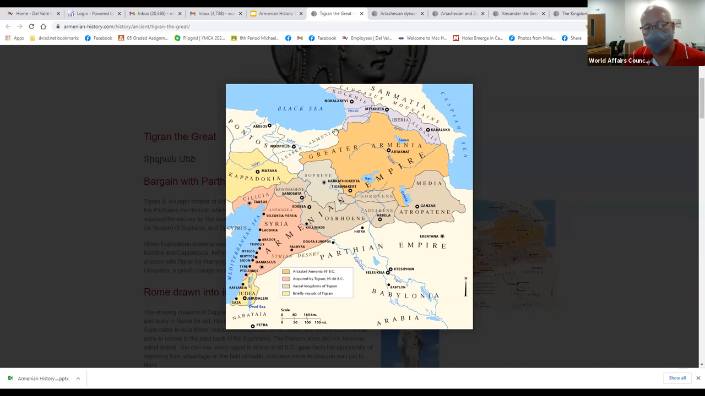And you'll notice that Little Armenia or Lesser Armenia goes all the way from the Black Sea over to this part here too. So here's Cappadocia. And Cappadocia is probably the most beautiful city in the world. It was carved in the side of the mountains. And if you ever Google Cappadocia, you'll see the hot air balloons go all around.